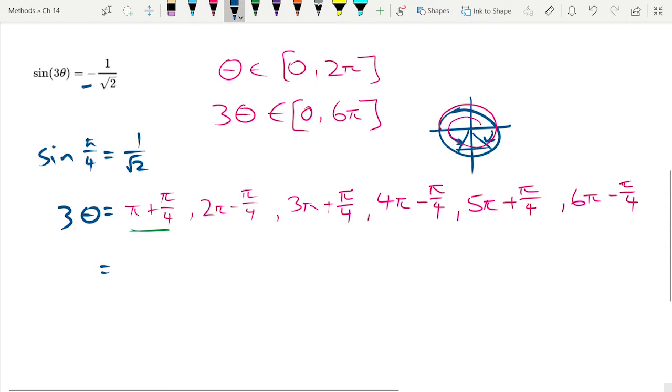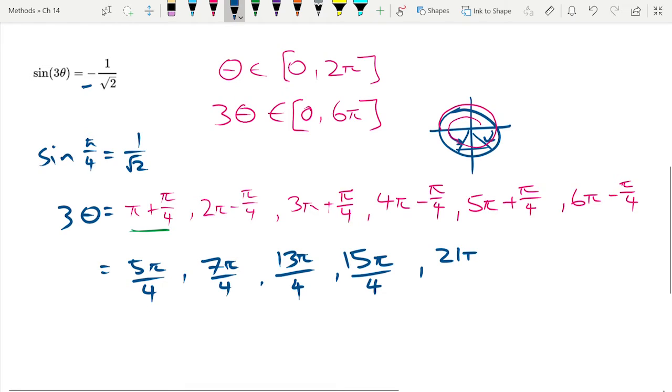Solving all these out would get 5 pi on 4, 2 pi minus pi on 4 would be 7 pi on 4, then we'd get 3 pi plus pi on 4 would be 13 pi on 4, 15 pi on 4, then 21 pi on 4, and 23 pi on 4, which remember is still 3 times theta.